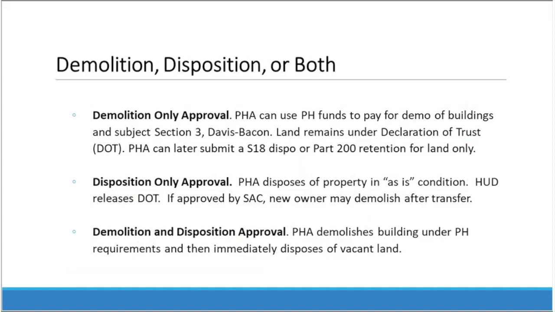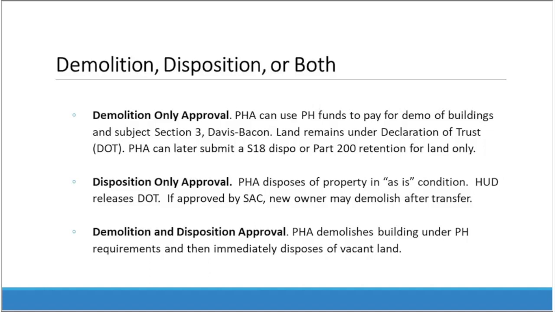It depends upon what you're going to do with the building, what your intended end use for the building is. So if you ask for a demolition-only approval, what you're asking for is the ability to use your public housing money to tear down the buildings that exist. When you do that, the land still remains controlled by the DOT. So HUD will not release the DOT yet. What you're only getting at this point is approval to raze the buildings using public housing money. And presumably you're doing that for a reason. And then later, you'd have to come back and ask for approval that would result in removal of that DOT. So demo approval is just tearing down the building and the property is still encumbered by HUD.